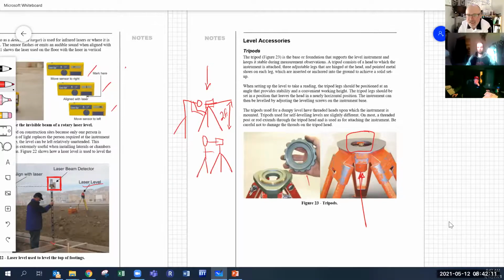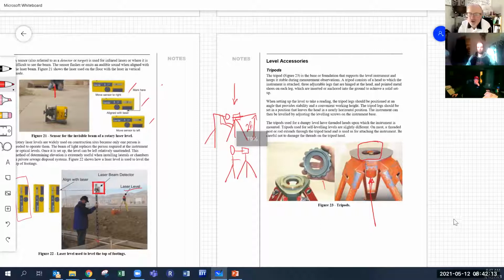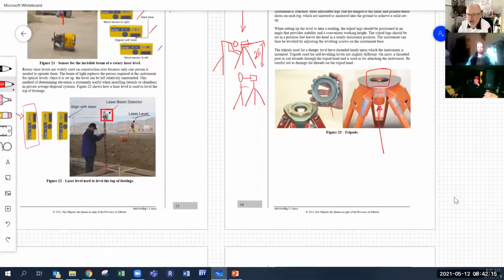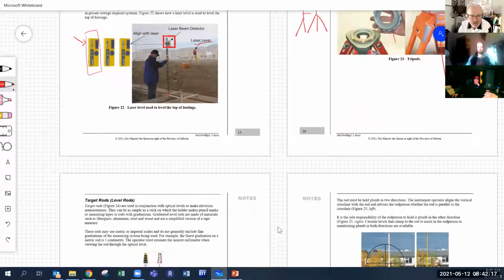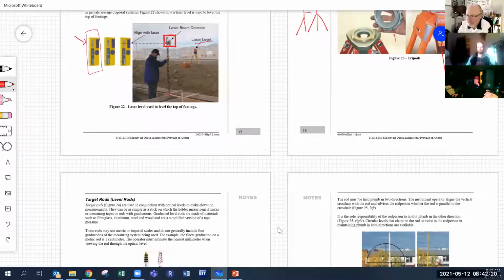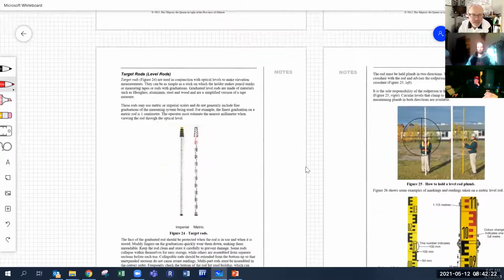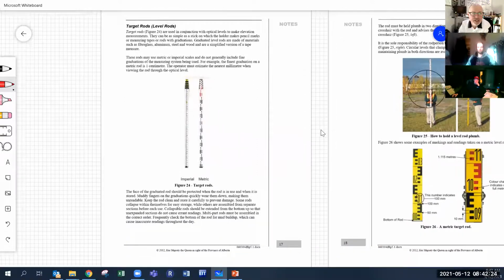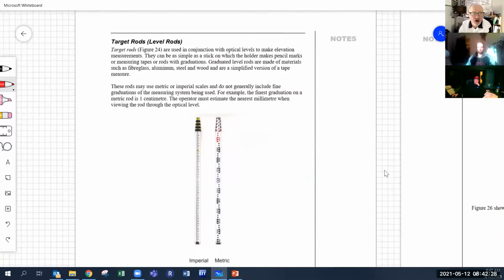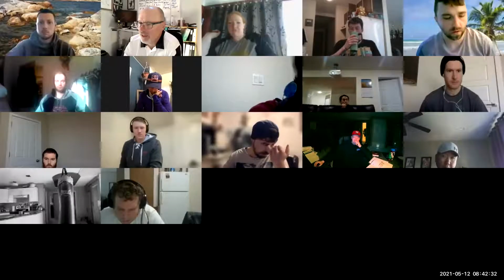And if that's the case, then you need to go to a different location to take your back sight or foresight or whatever it is. And that brings us into target rods, or whatever these target rods are. Okay, so let me just stop there.